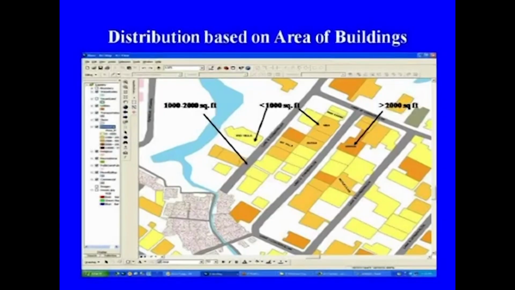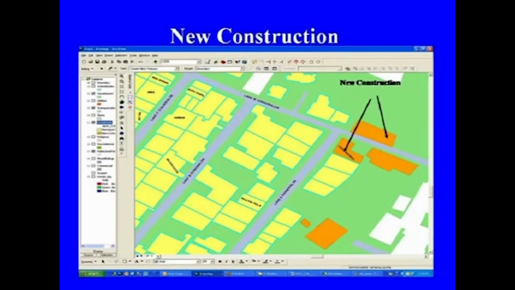Similarly, queries can be made on the basis of the distribution based on the area of the buildings, and one can see how we can identify all buildings which have less than 1000 square feet, or buildings having area between 1000 to 2000 square feet, or buildings having area more than 2000 square feet. Similarly, we can query where the new constructions are taking place in a particular region.